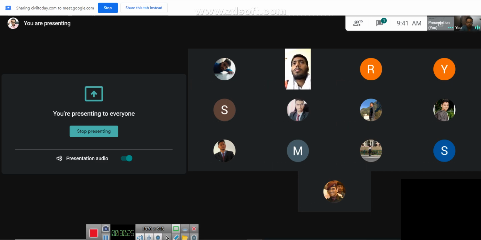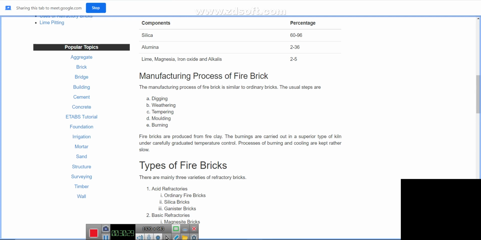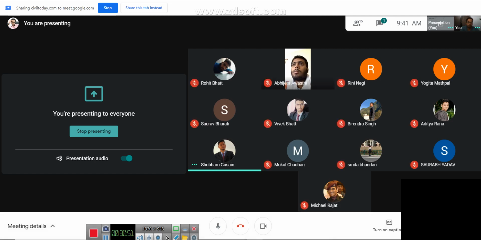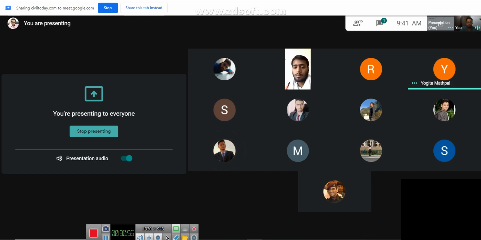Where is Shubham Gusain? Okay, Shubham, what are the different steps in the preparation of clay for making a brick? Sir, digging, cleaning, weathering, tempering, plating. Before digging, there was one step. Can anyone help me? Unsoiling. Yes, right. The first step is unsoiling.